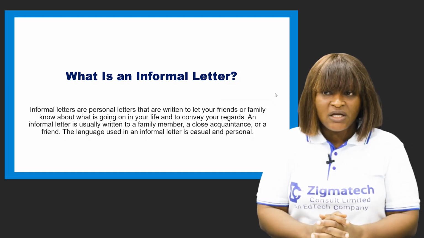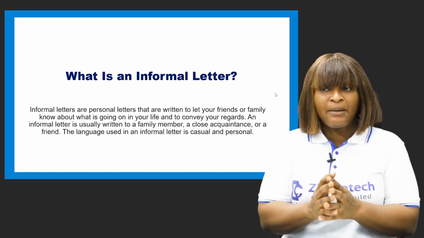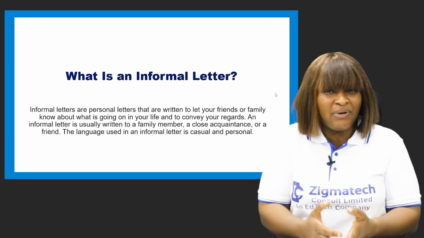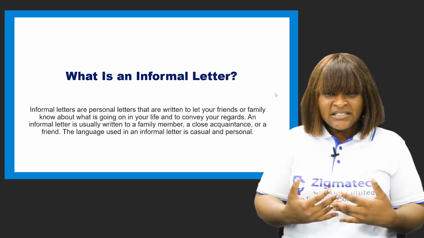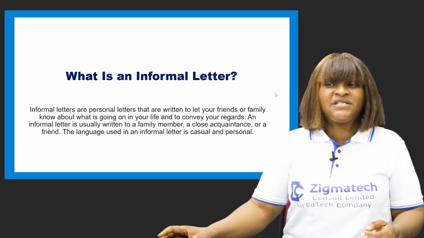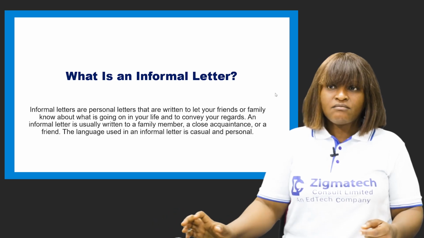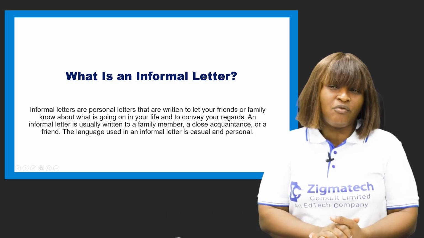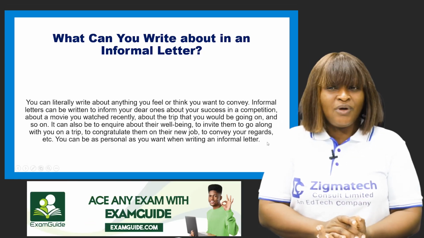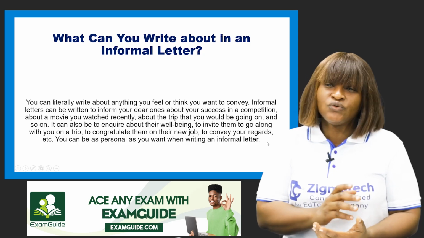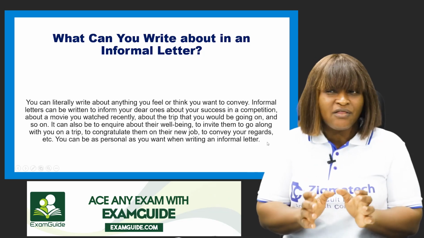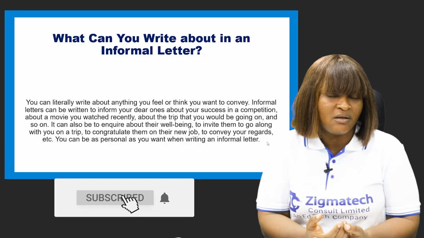So the language used in an informal letter is casual and personal because it's informal. When you say something is informal, that means there are no strict rules applied. You do it in a way that is personal, a way that you feel convenient to do it, and the other person receives it in that light. Now, what can you write about in an informal letter? It's very important that we know what we write about in an informal letter. When we go further to the other letter types, you will see the differences, and that will help you a whole lot. So you can literally write about anything you feel or think you want to convey. That's the truth.